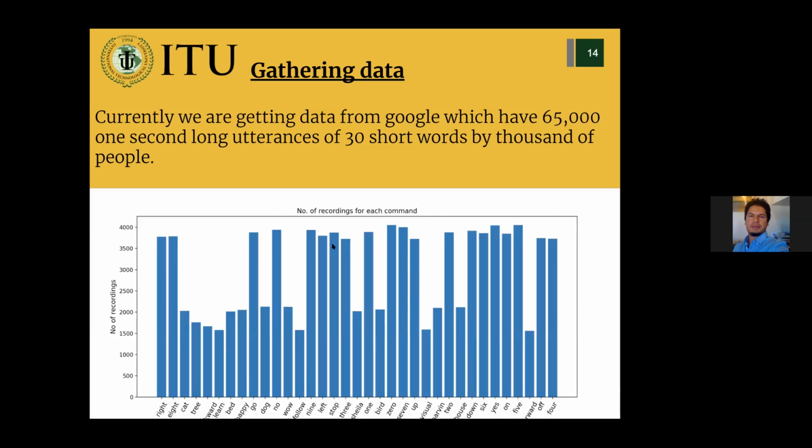So if you look at the data here, you have the right words: eight, cat, tree. You have about 3,500 of each.